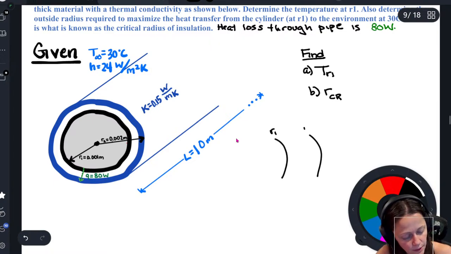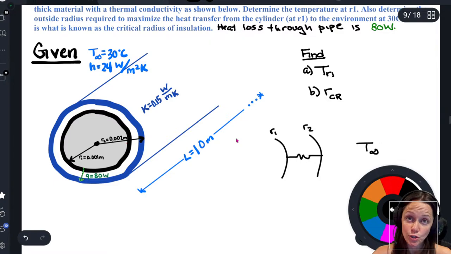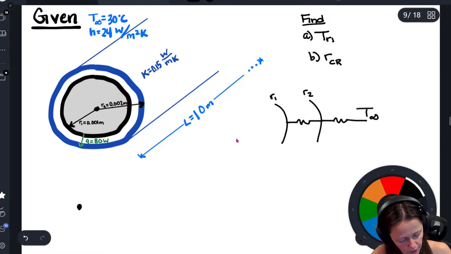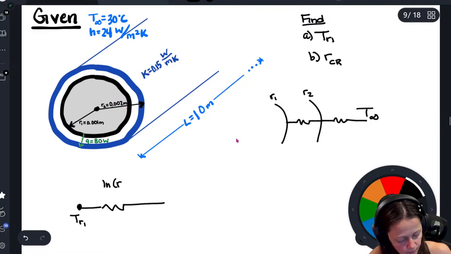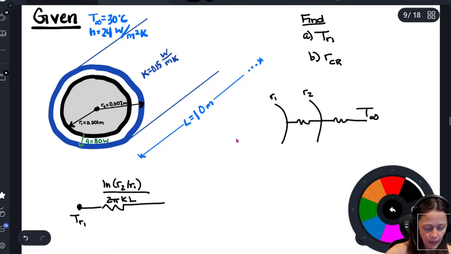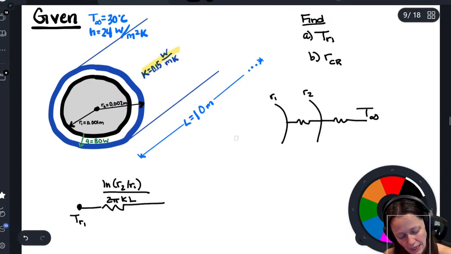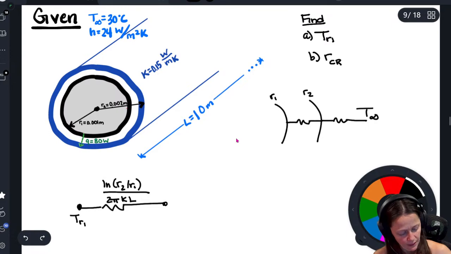Here's our R1, here's our R2, and then we've got convection on the outside. So we're going to have thermal resistance to conduction, and then we're also going to have thermal resistance to convection. So I'm going to go ahead and put that together a little bit more prettily. T at R1, the thing we're looking for, and then I've got thermal resistance to conduction, which is natural log R2 over R1 over 2 pi k L. I know k, I know L. I think k was another one of those things that wasn't even in the problem statement. So please note that k is 0.15 watts per meter Kelvin. I don't know what was going on with this problem. I apologize.